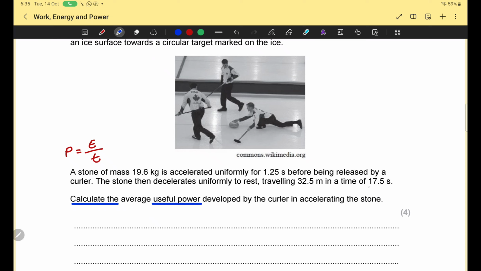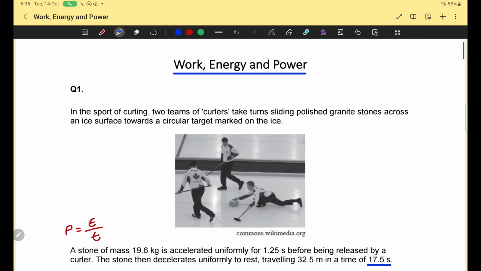Time is given, 17.5 seconds, I think it is the time. But we are not given energy. And how do we calculate energy? Let's try to solve it. So read the question carefully, then we will solve it.